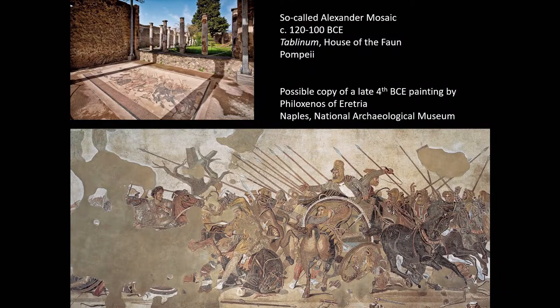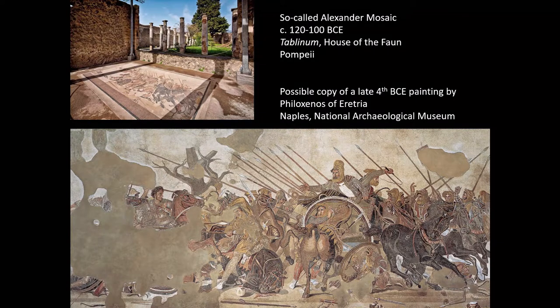And we might ask how a mosaic produced centuries after Alexander's death might provide a clue as to what the man actually looked like. The reason is that this scene is almost certainly not an invention of the Roman mosaicist. Rather, it's thought to be a copy of a monumental wall painting done for Cassander, one of Alexander the Great's generals and one of his successors, in the last quarter of the 4th century BCE.